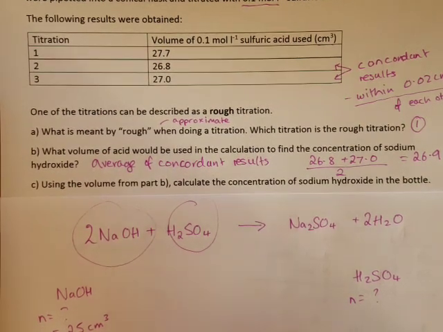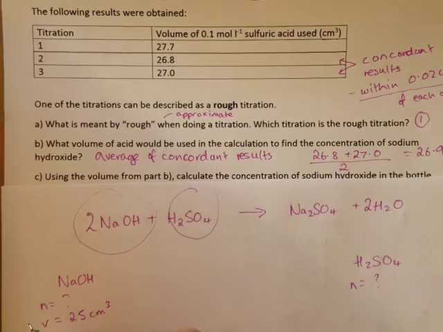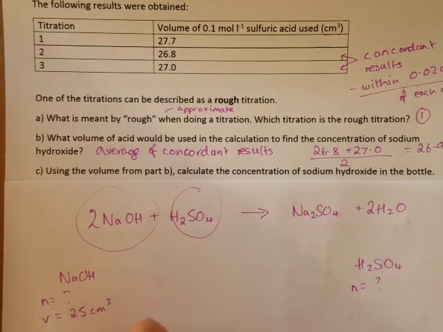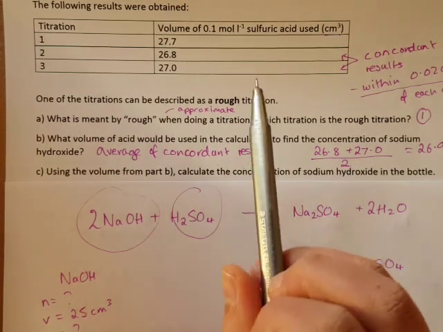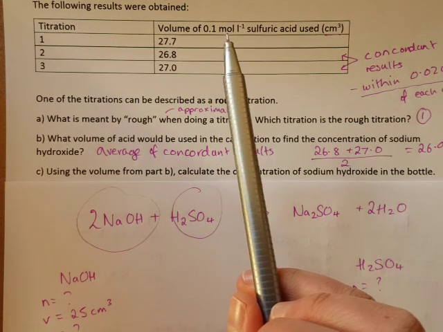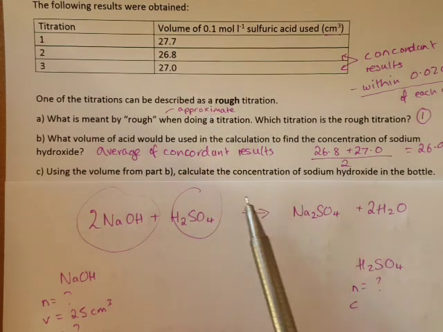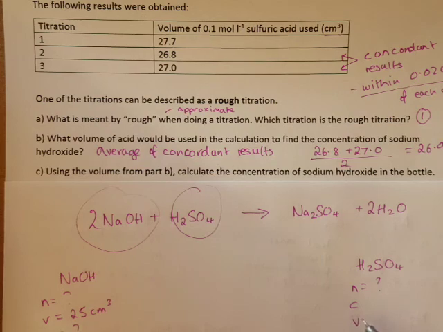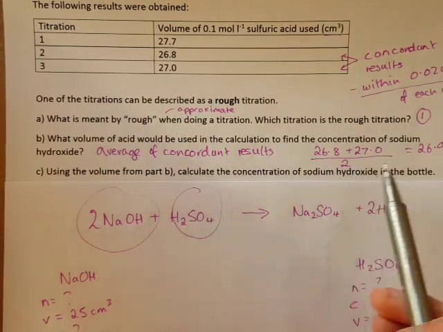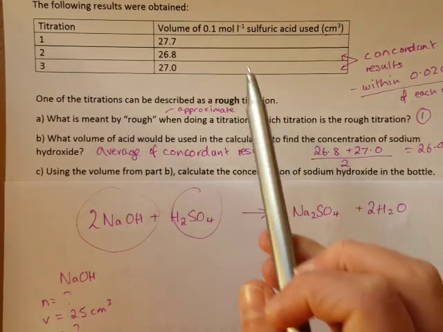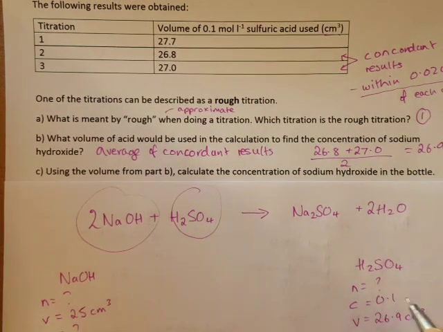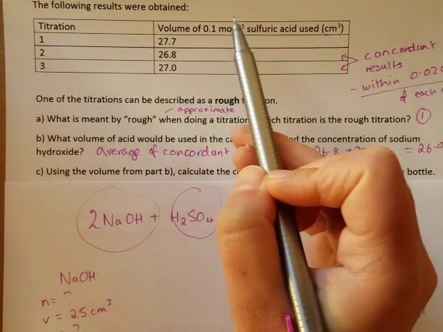Okay, and we are asked to calculate the concentration of sodium hydroxide in the bottle. For the sulfuric acid, we are told that the volume we should use is the volume from part B. So that is 26.9 centimetres cubed. And the concentration that we use is going to be 0.1 mole per litre, because that tells us the concentration there.